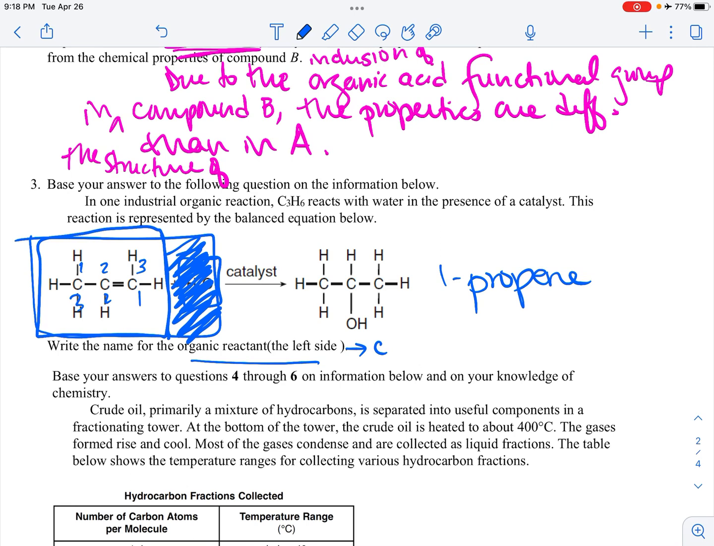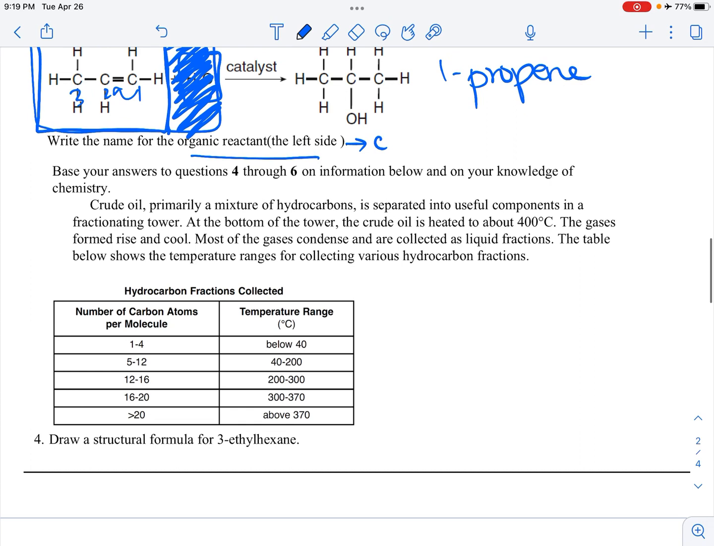All right. And that's because if you number it from right to left, that's the lowest numbering scheme. And so this comes after that. 1 propene. All right, here we go.